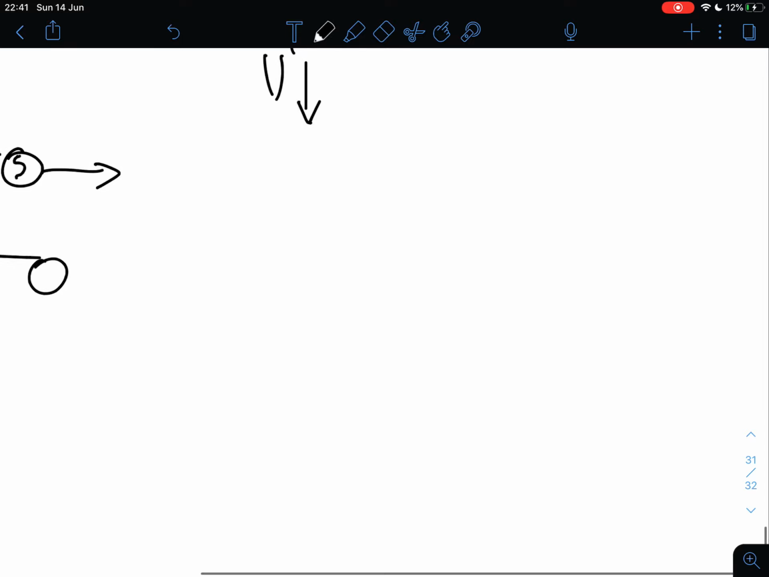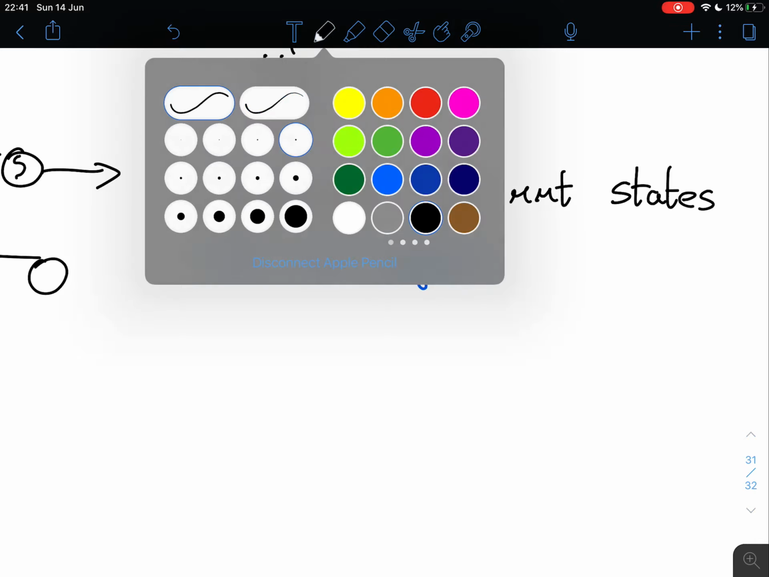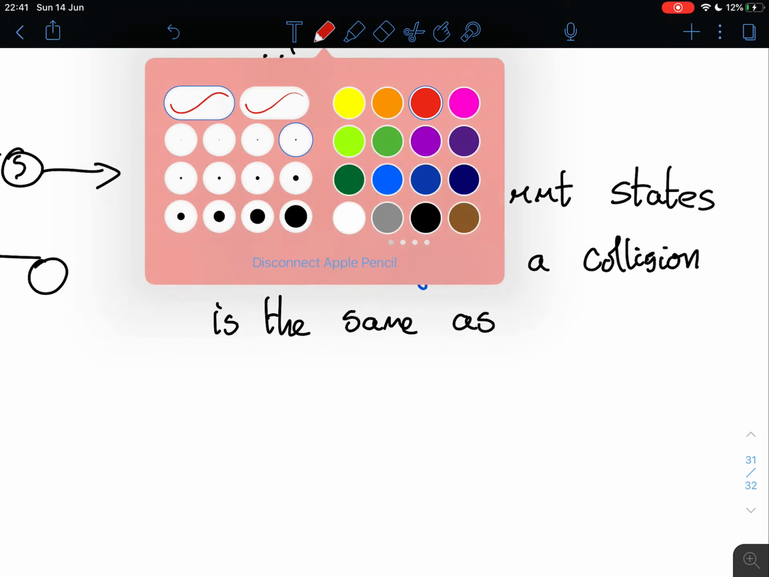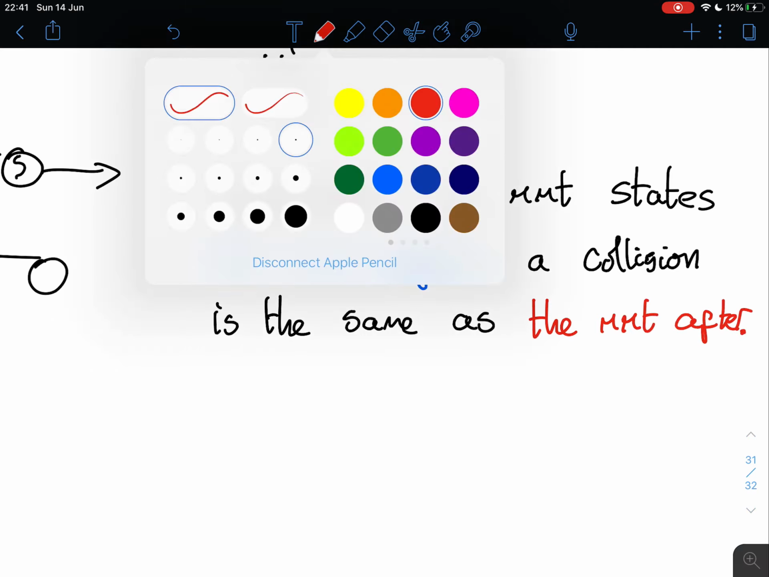I'm going to write it down as it should be. Conservation of, I'm going to write MMT, momentum states, I'm going to put it in blue and red, the momentum before a collision is the same as, I'm going to put this one in red, I'm going to colour code from now on, the momentum after. So let's give it a go.